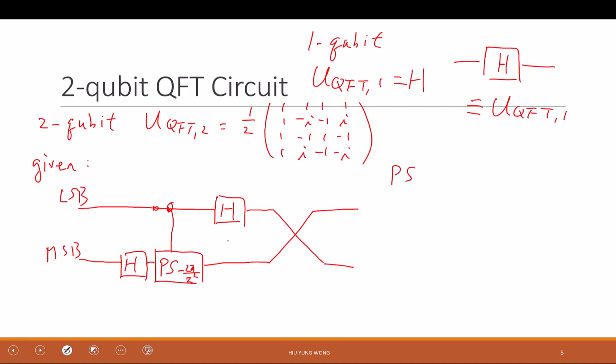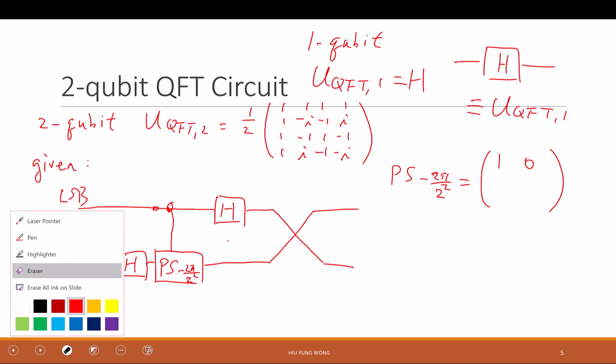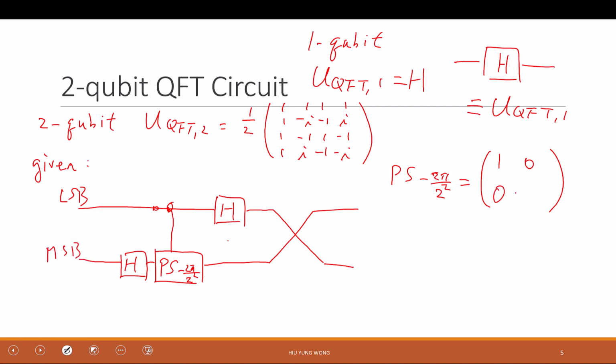Okay, so what is a phase shift gate? Do you remember? Phase shift gate with an angle equal to 2π/2. It means what? Do you remember what is a phase shift gate? It means it is 0, e to the power I phi, right? With phi equals to negative 2 pi over 2 to the power 2.